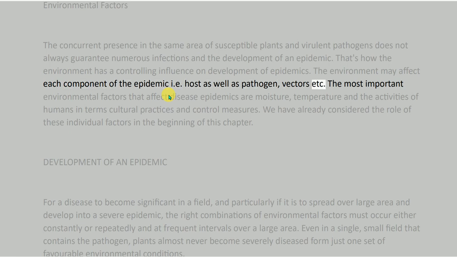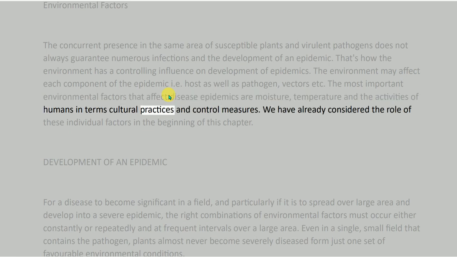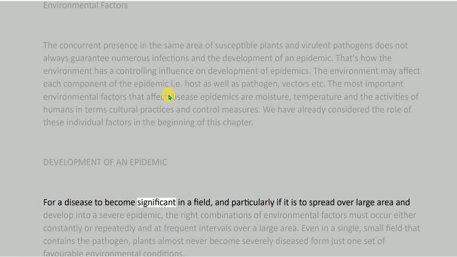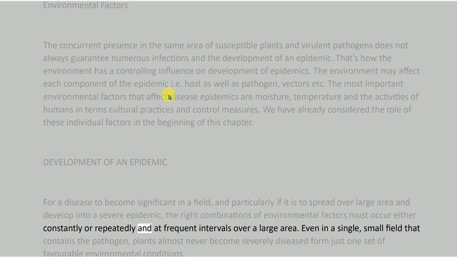The most important environmental factors that affect disease epidemics are moisture, temperature, and the activities of humans in terms of cultural practices and control measures. We have already considered the role of these individual factors in the beginning of this chapter. Development of an epidemic. For a disease to become significant in a field, and particularly if it is to spread over a large area and develop into a severe epidemic, the right combinations of environmental factors must occur either constantly or repeatedly and at frequent intervals over a large area.